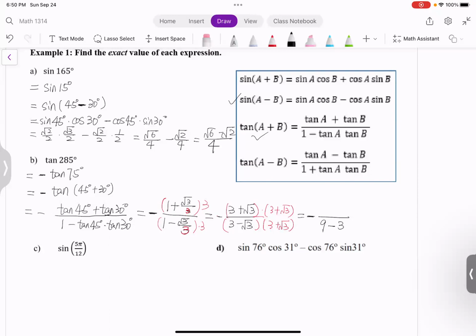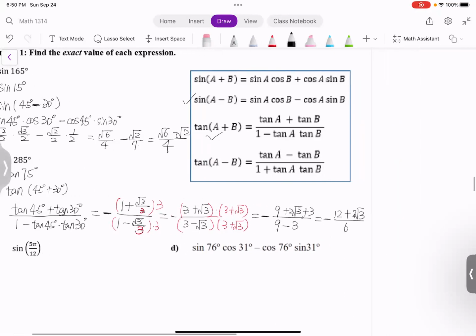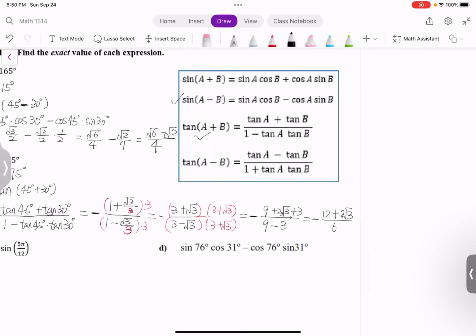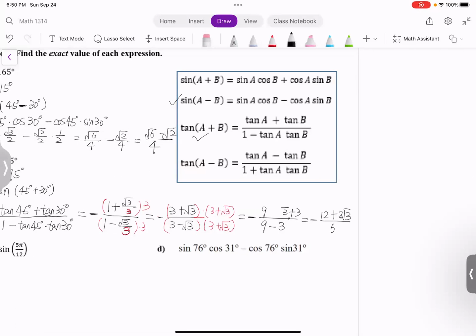And the top we are having 9 plus 2 square root of 3 plus 3. And on the top we have 12 plus 2 square root of 3, and the bottom we have 6. They are all divisible by... is there something wrong? Oh, I have a mistake here. This is not 2 times square root of 3. It's plus, we should have 6 times square root of 3.